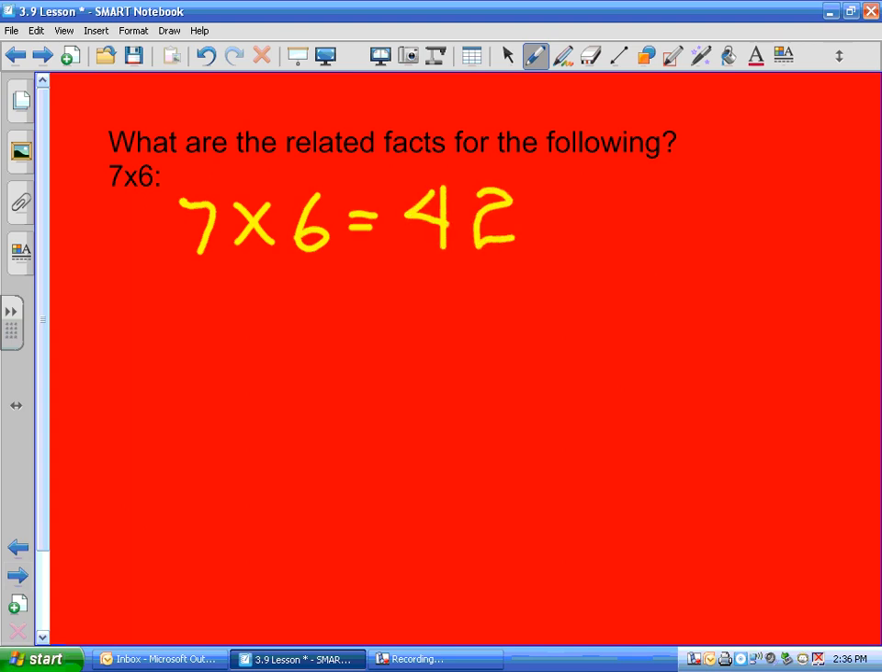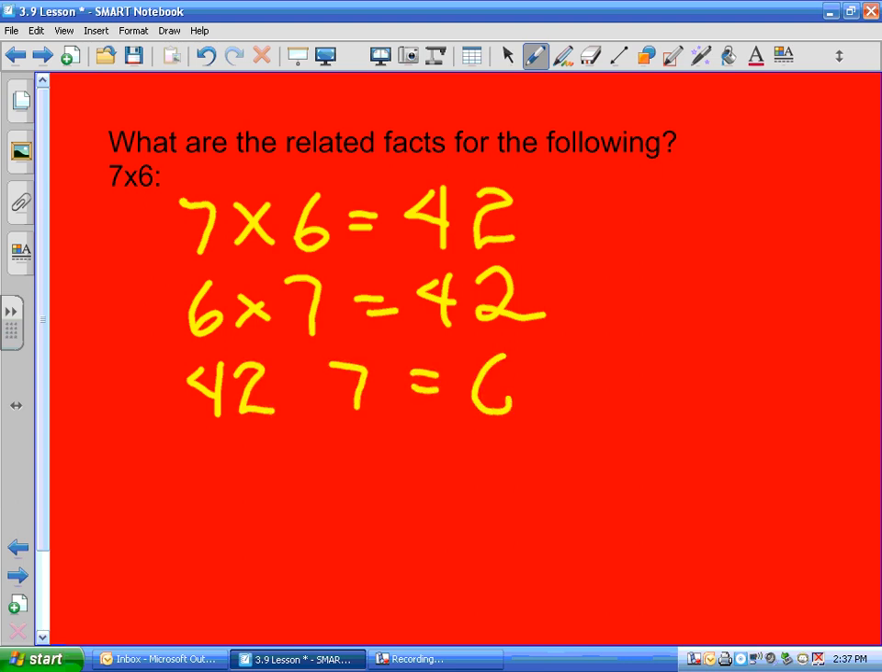All right, Raven, can you give me another member of this family? Just switch the numbers around, Raven. 6 times 7 equals 42. Great. Now, I need 2 more. Josh? 42 times 7 equals 6. Close, not times. 42 divided by 7 is 6. And then 42 divided by what is what, Chase? 6 equals 7. Okay, so there are your families.